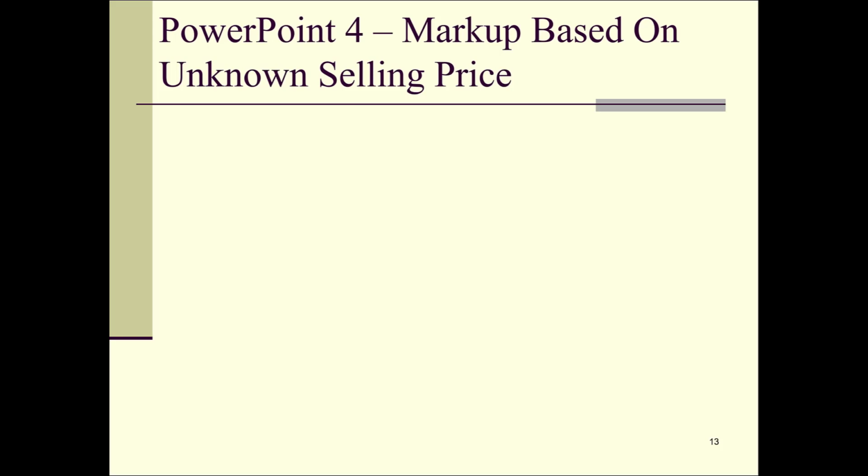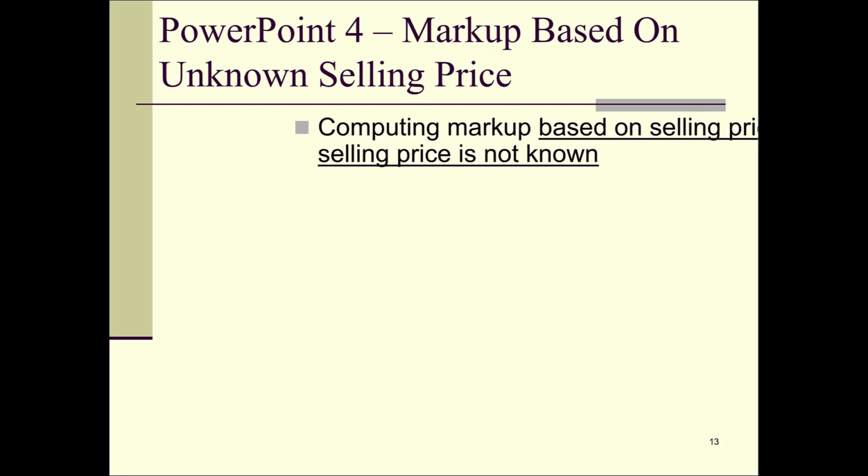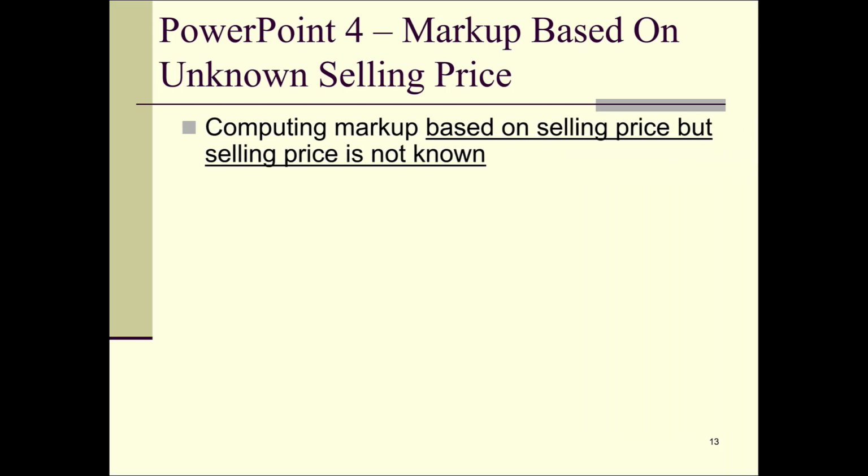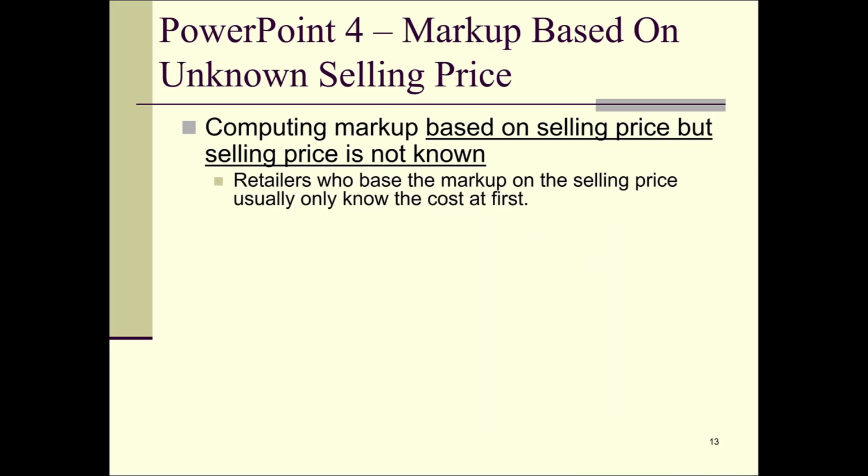Here's the last scenario for calculating the markup: calculating the markup based on a selling price, but the selling price is not yet known. Retailers who base the markup on the selling price usually only know the cost at first. And if you think about it, this scenario makes sense. How can you know the selling price until you calculate the markup? Once you calculate the markup, you add that markup to the cost, and then you know the selling price.